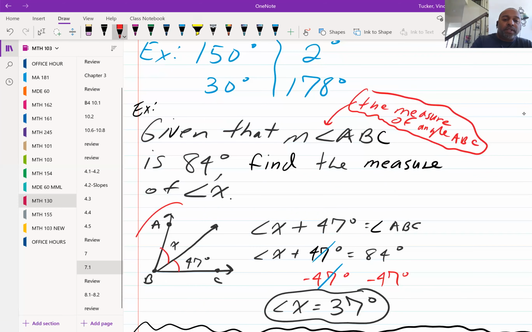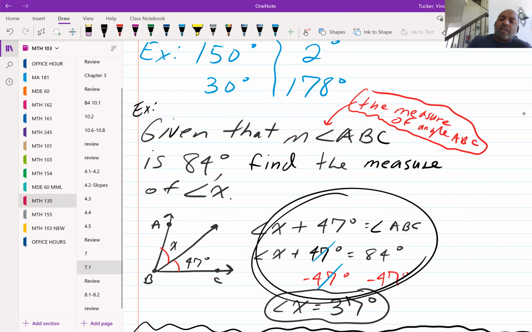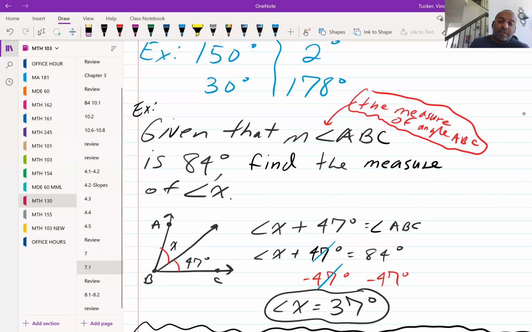So they would have given us this diagram right here. And notice they say that this is ABC, so the whole thing is equal to 84 degrees. And they give us 47 degrees in there, and they want us to find angle X. So whether you set up this equation or not, all you have to do is subtract 47 from 84. That's basically what you're doing.